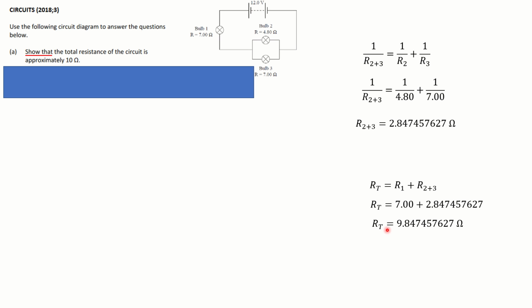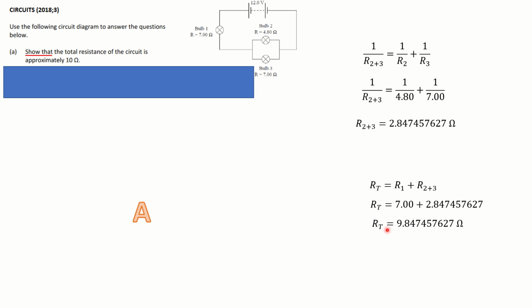We get a total resistance of 9.847457627, and we want to take that to three significant figures. So that to 3 significant figures would be 9.84, which is approximately 10. It rounds to 10, pretty close to 10. If you get that, that is your achieved point. But you must show all the work. If you just tell me R sub T equals 9.84 without showing how you got there, that is not worth any points, even though that is the correct number.